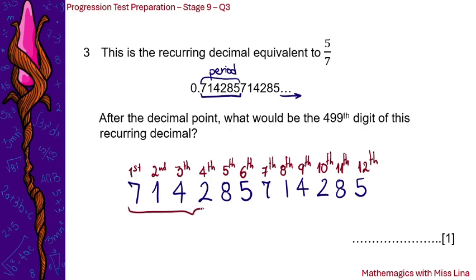Since the period has 6 digits, this is going to repeat every 6 positions. So notice that, for example, the first one is the 7. 1 plus 6 is 7. So the 7th position is also the 7. And so on. So we basically need to know how many times we have the 6 in this 499 and check in what digit we would have the 499th position.